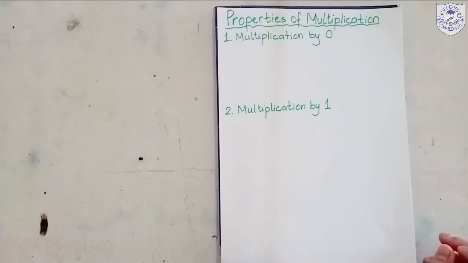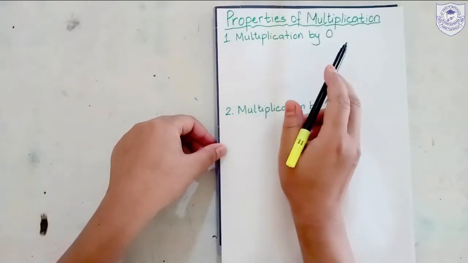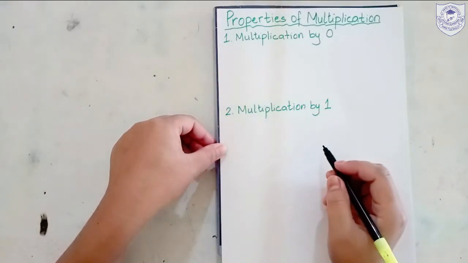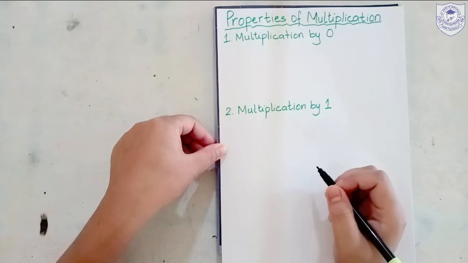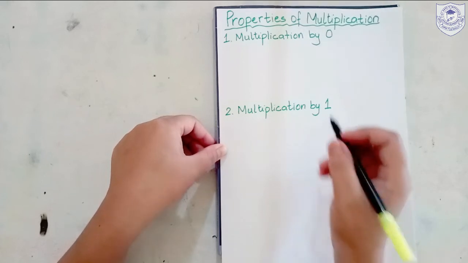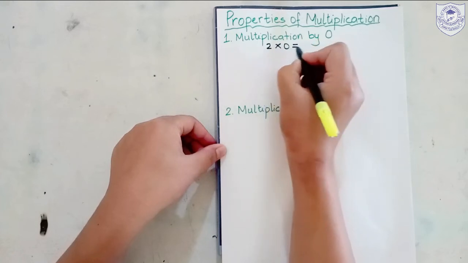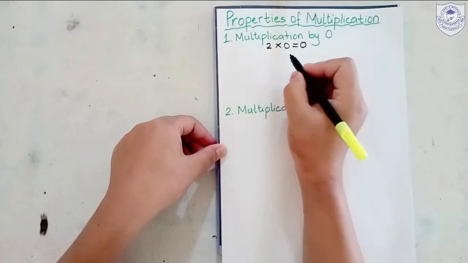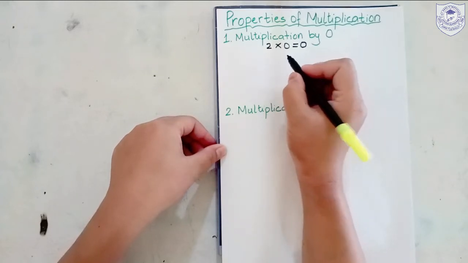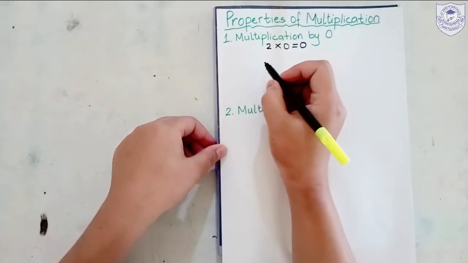The first property of multiplication is number 1, multiplication by 0. When a number is multiplied by 0, the product is always 0. Let me show you one example. 2 into 0. 2 0s are 0, not 2. When a number is multiplied with 0, the answer is always 0.